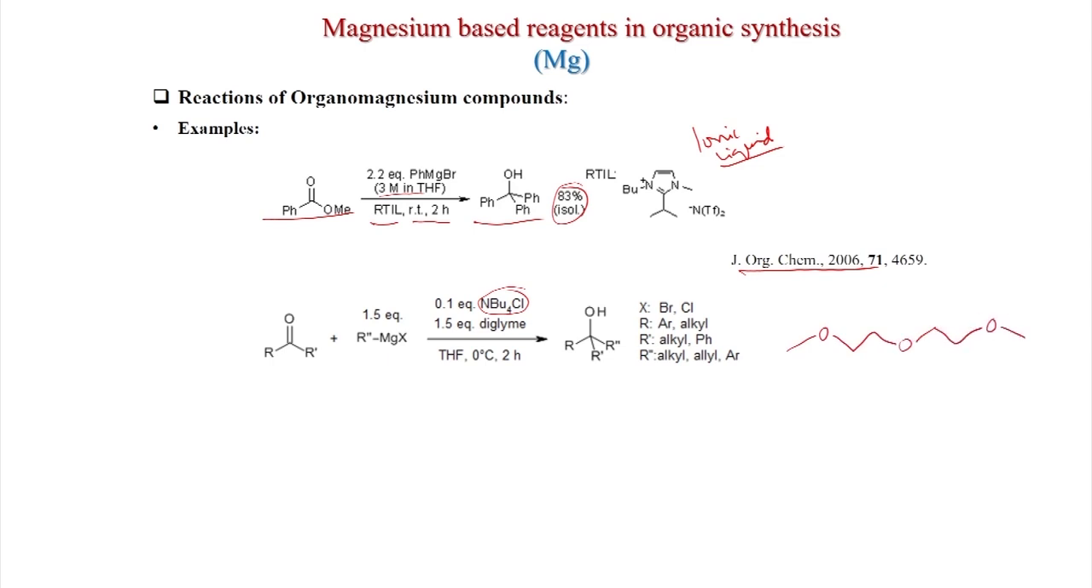So, this is diglyne. And now, this addition reaction will happen, and you can get this product in very good yield. So, possibilities that X can be bromide, chloride, R can be aryl, alkyl. R dash can be alkyl, phenyl, and R double dash can be alkyl, allyl, aryl.